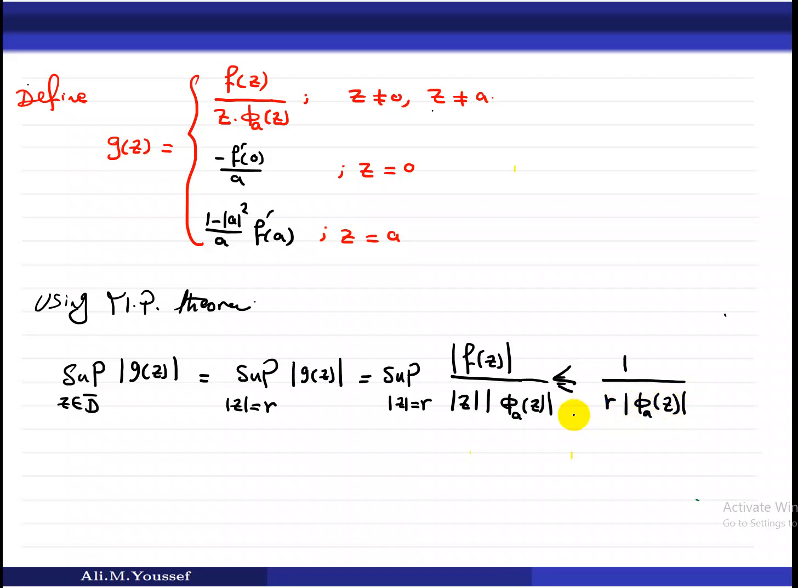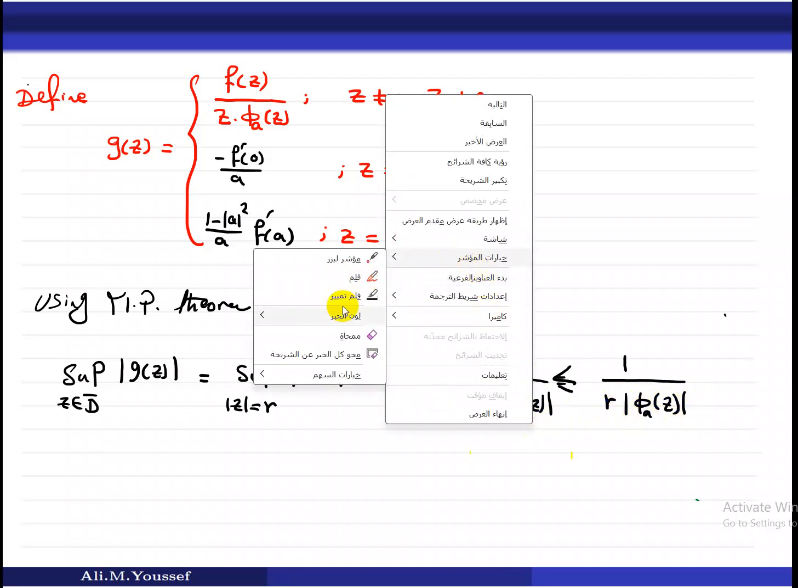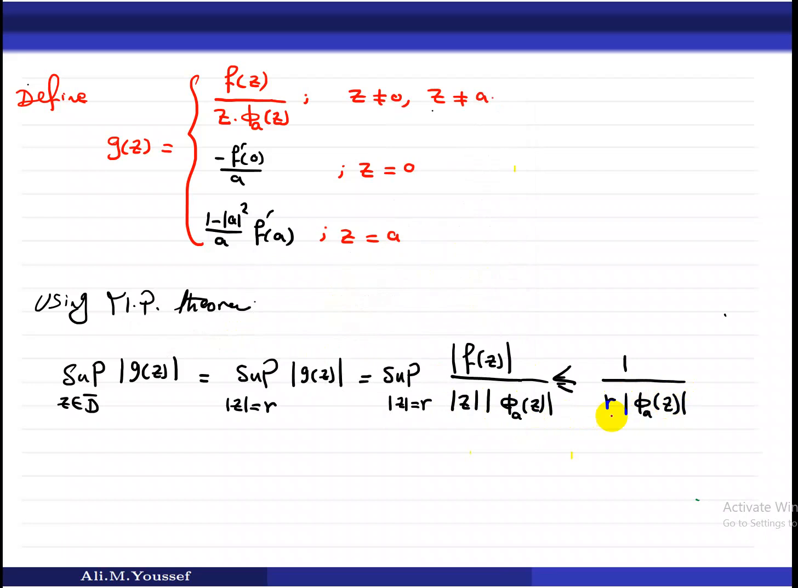When r goes to 1, it means that phi goes to 1 when r goes to 1. Why? Because I took the property of phi being equal to 1 on the boundary. So when r goes to 1, this goes to 1. Both of them go to 1.